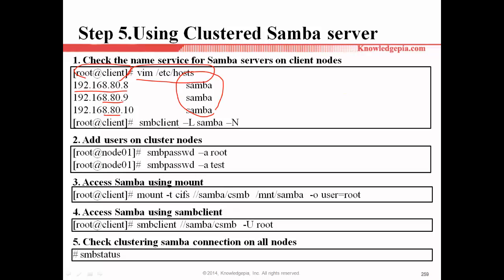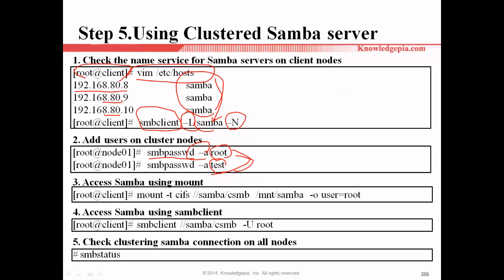Please check your connection to the Samba server using this command, smbclient -L Samba. Samba means the Samba server name, and after that, without any authentication. Number 2, add users on cluster nodes. When we log into the Samba sharing directory, we need authentication. For this kind of authentication in the cluster node, we need to create the users like this: smbpasswd -a, add username and password together.